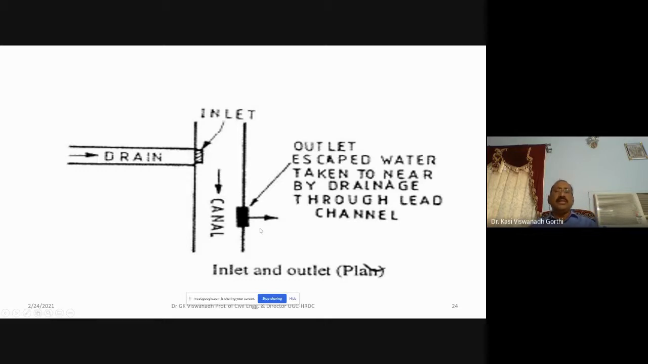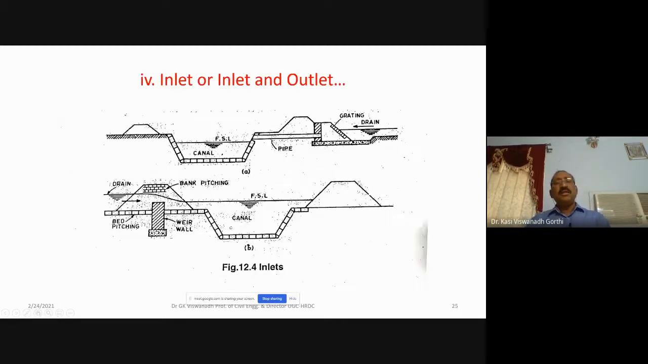So you have two cases here. One is providing only an inlet: if the discharge is not appreciable, directly join it to the canal. If the discharge is more and it is required to be drawn out, then provide an inlet as well as an outlet. The only thing is, proper stream training works or river training works are to be provided to see that the water drawn from the canal here once again joins back to the stream somewhere at the downstream portion of the original drain. So this is how an inlet and outlet arrangement would be.